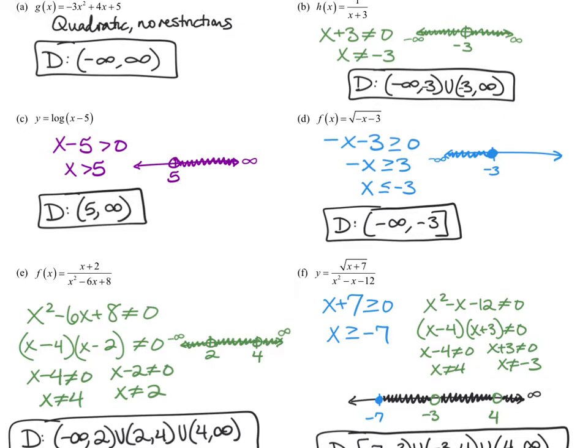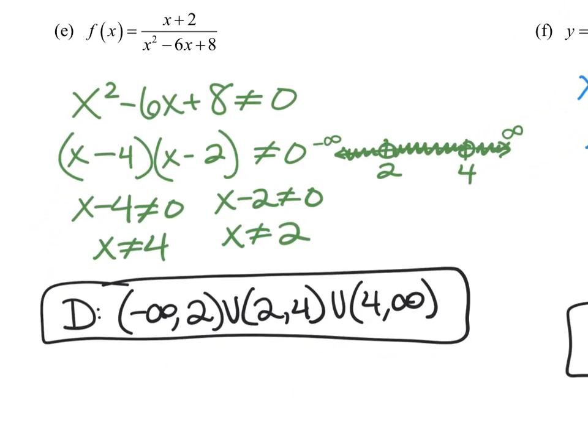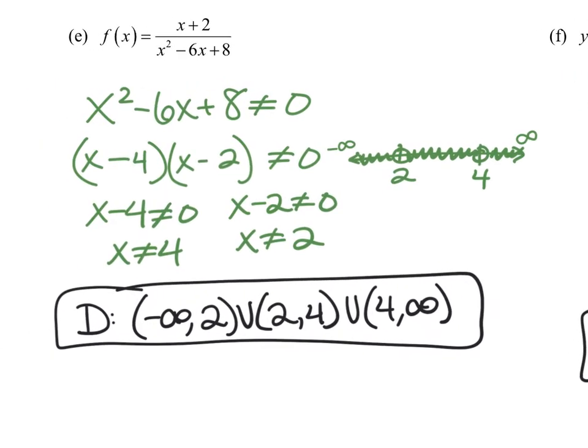I do, however, want to talk about questions E and F because they're kind of fun. If you look at question E, we have f of x equal to (x plus 2) all over (x squared minus 6x plus 8). Well, we know that the only restriction on this kind of function is that the denominator here cannot be equal to 0.